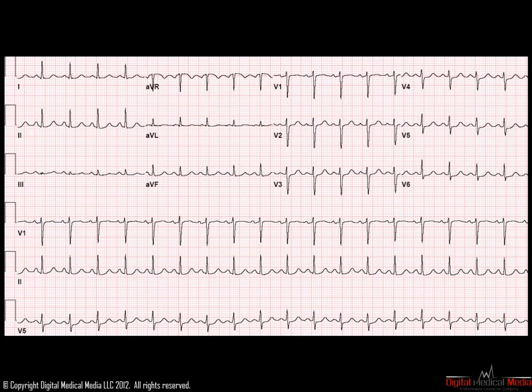Let's now take a look at this ECG. The patient's heart rate is 300, 150, 100, slightly faster than 100 beats per minute, approximately 115 beats per minute. The P waves are upright in leads 2, 3, and AVF, and inverted in AVR. This is sinus tachycardia. This particular 12 lead is obtained from a person with inappropriate sinus tachycardia.